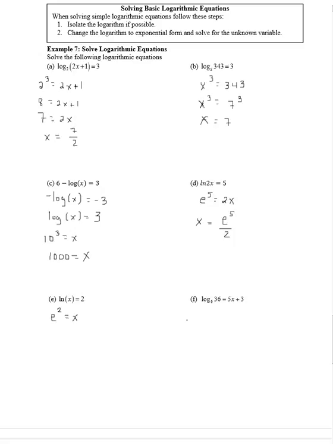On F, we have 6 raised to the 5x plus 3 power equals 36. Well, 36 is 6 squared. So 6 to the 5x plus 3 equals 6 squared. 5x plus 3 then has to equal 2, which means 5x equals negative 1, so x is negative 1/5. And again, we need to check.